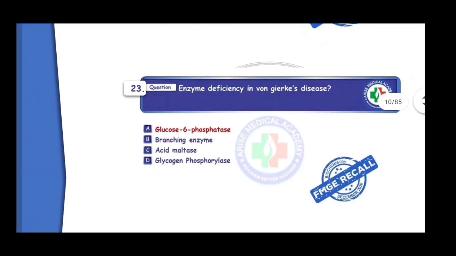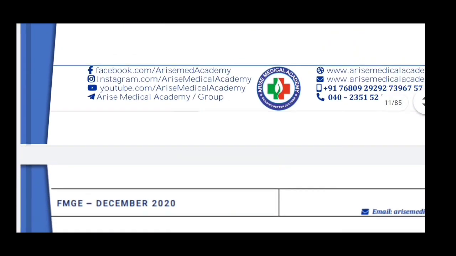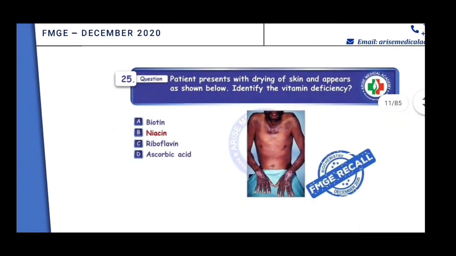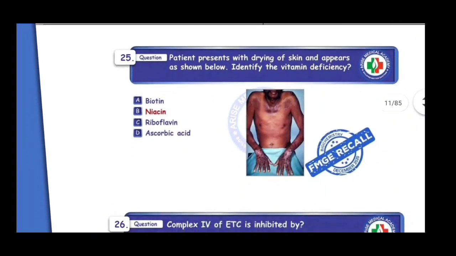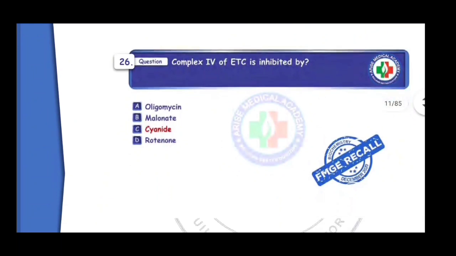Next question, the enzyme deficiency in Von Gierke disease is glucose 6-phosphatase, which is the correct answer. Next one, in centrifugation, LDH gets deposited in the cytoplasm. Next one, a patient presents with drying of skin and appears as shown below. Identify the vitamin deficiency. So this is niacin. Complex IV of the ETC is inhibited by cyanide.